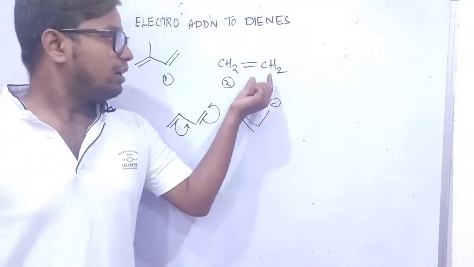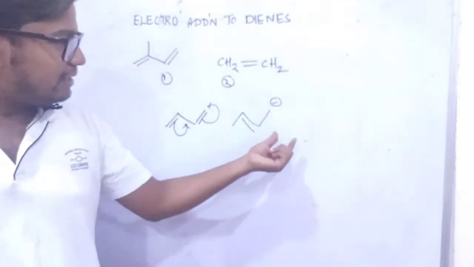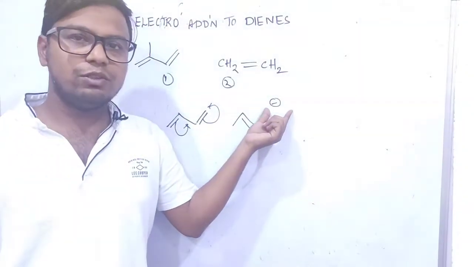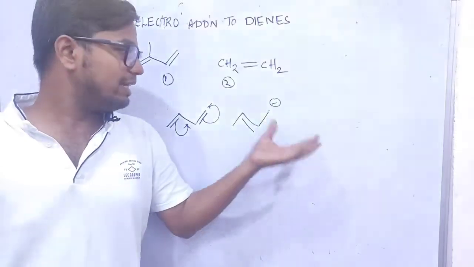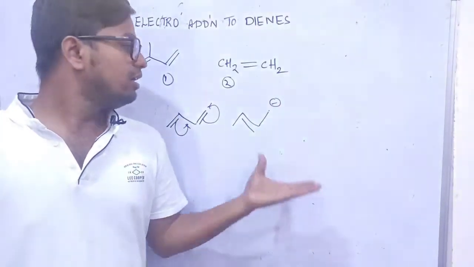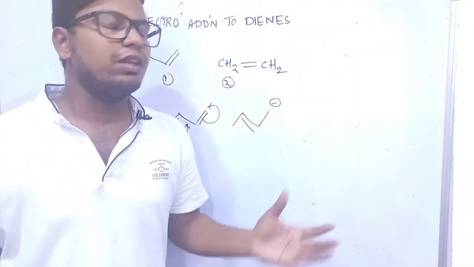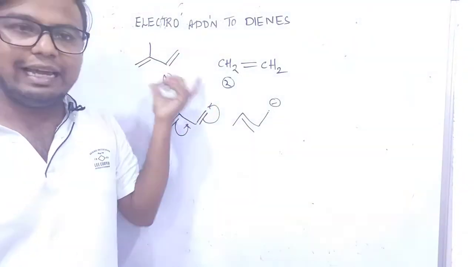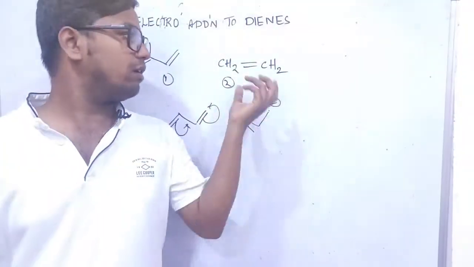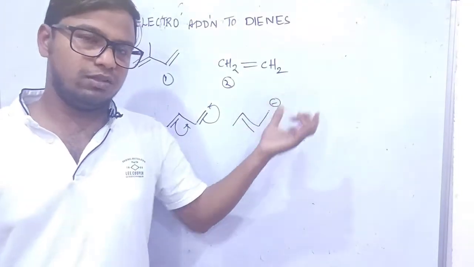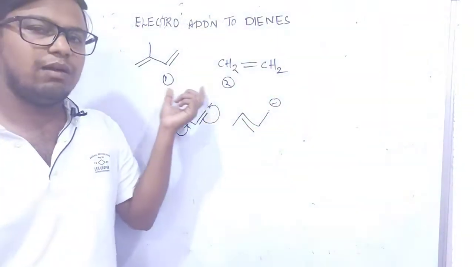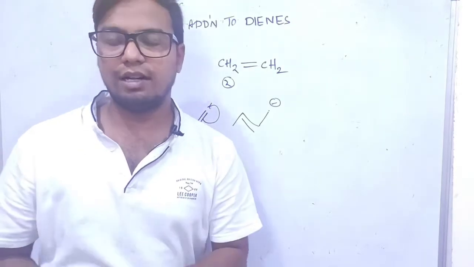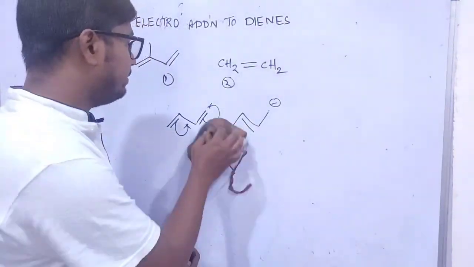So a neutral species is less nucleophilic than the negative species, right? This is the negative species and the electron density is more here. So it is the good nucleophile. We can say that dienes are more nucleophilic than our normal isolated double bonds, or alkenes. Our dienes are more nucleophilic. So we will understand how an electrophile is going to add here.